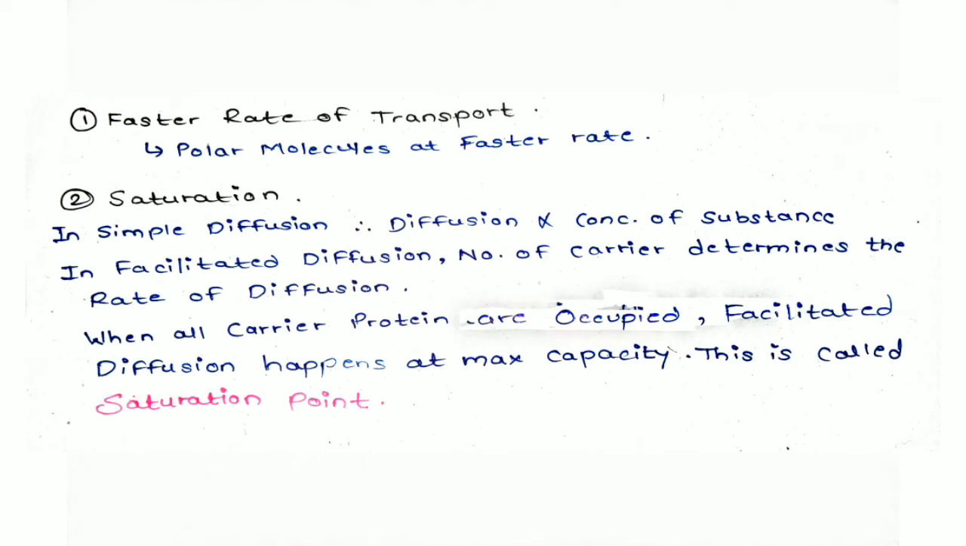Second is saturation. In simple diffusion, rate of diffusion is directly proportional to the concentration of substances. That means no saturation point is reached. Whereas in facilitated diffusion, number of carrier proteins determines the rate of diffusion. When all carrier proteins are occupied, facilitated diffusion happens at max capacity. This is called saturation point.